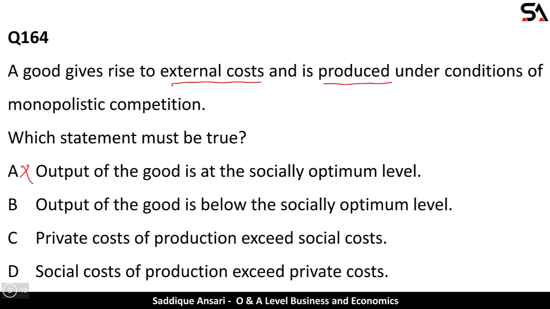Output of the good is below the socially optimal level. Due to external costs involved in production, output is normally overproduced. So this cannot be the answer. Private cost of production exceeds social cost. Due to external costs, social cost will be more than private cost, hence this cannot be the answer. Social cost of production exceeds private cost. This is the correct option. Let's move to the next MCQ.